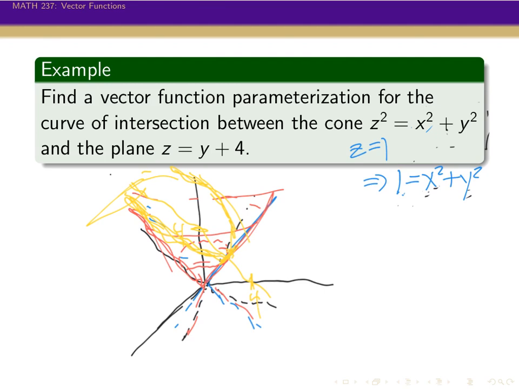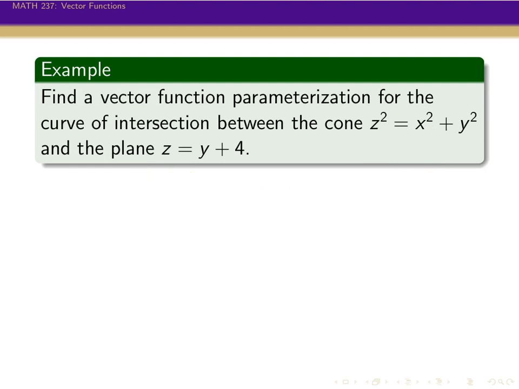This is actually a case where oftentimes going through the algebra might give you a better picture of what it is than trying to roughly draw a picture. So let's do that. So instead of drawing a picture for this, let's come up with a vector equation. This plane right here gives me z in terms of y. So I'm going to use that and plug that into my equation for the cone and see what I get.